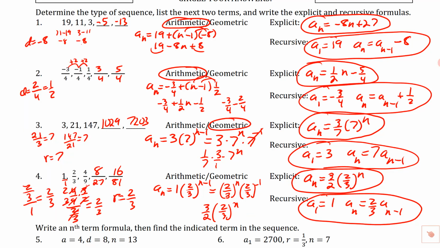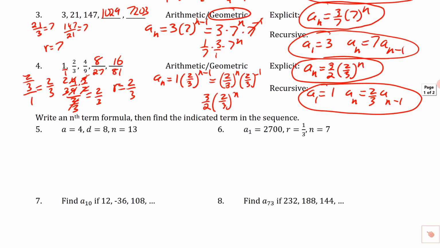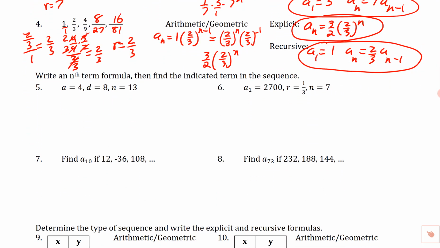Okay, all right, let's slide down here and take a look at these next couple. On this, it just asks for an nth term formula and then find the indicated term of the sequence. The nice thing about this one is it tells us that this is arithmetic because it says that d is equal to 8. So let's find an nth term formula. And notice that they just say a is equal to 4. Remember, we can assume that that's a 1 there.